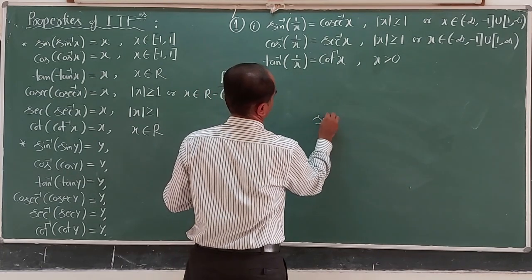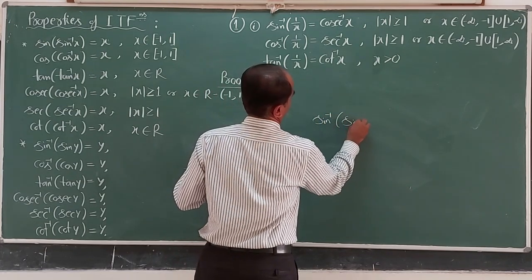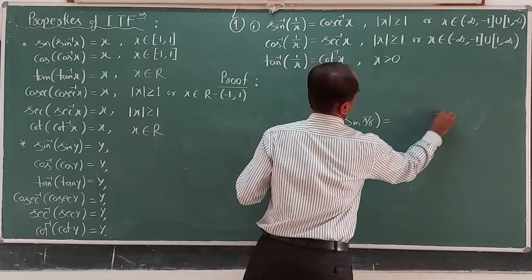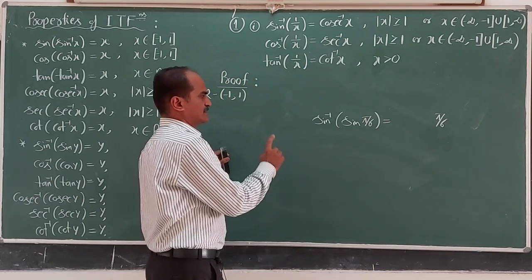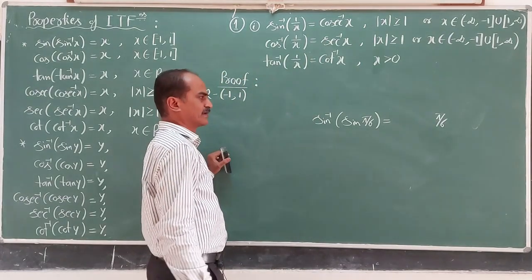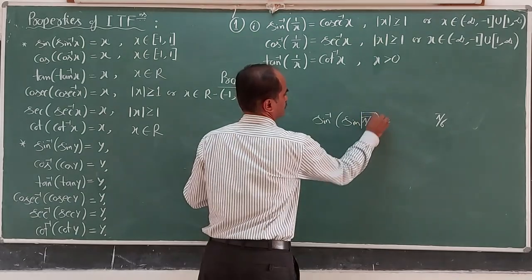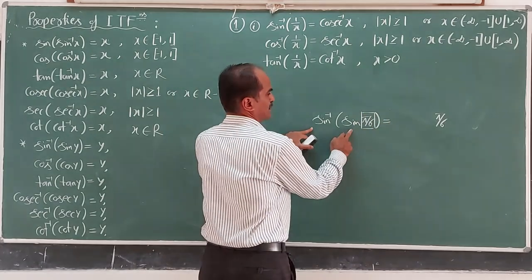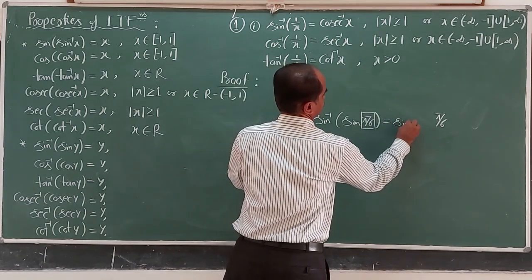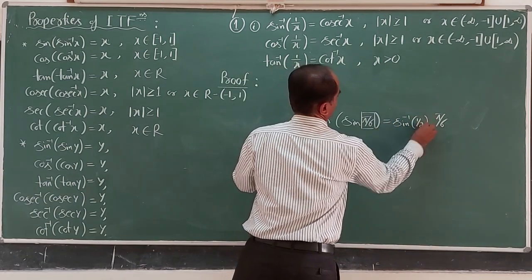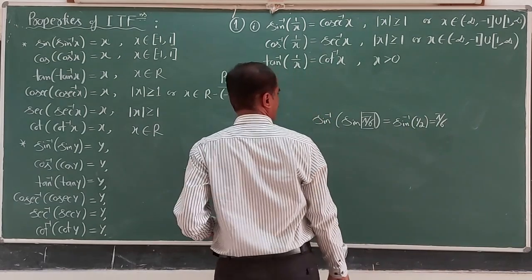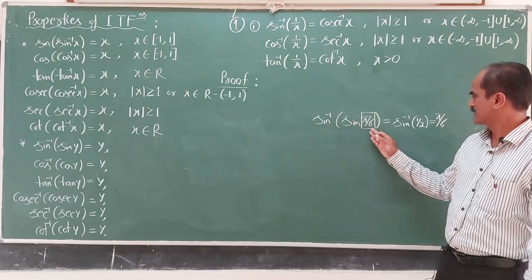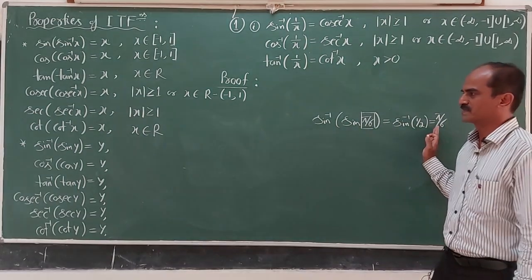As an example, sin inverse of sin pi by 6. I can write the result as pi by 6. Sin inverse of sin y is equal to y. This is the value of y. Let me check whether it is equal to pi by 6 or not. How much is sin pi by 6? 1 by 2. So I am left with sin inverse of 1 by 2. How much is sin inverse of 1 by 2? It is pi by 6. So in this way, sin inverse of sin pi by 6 is equal to pi by 6.